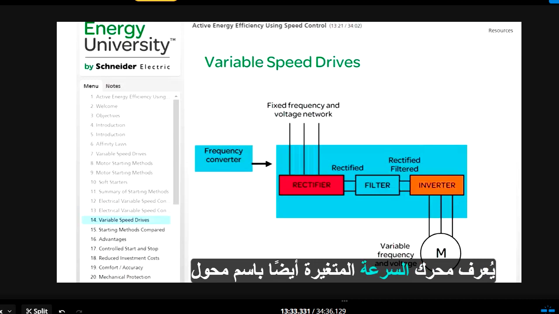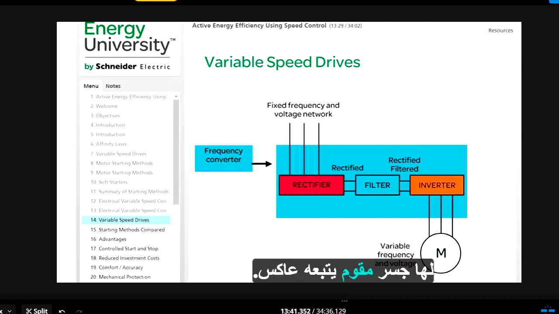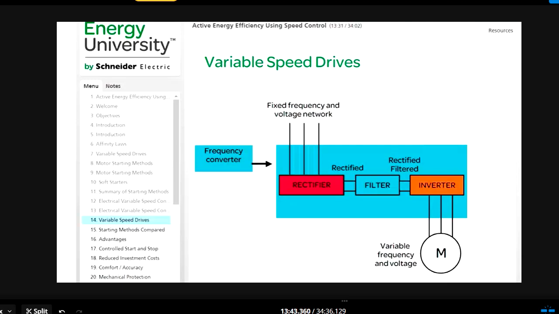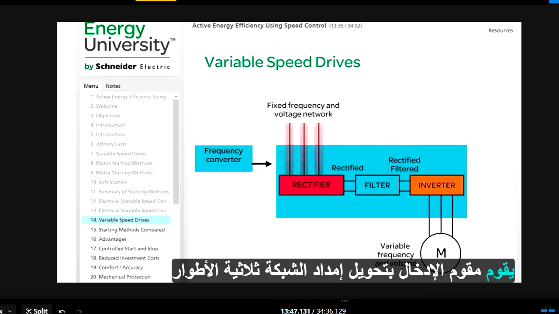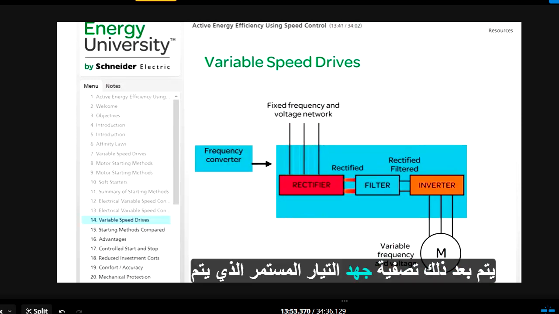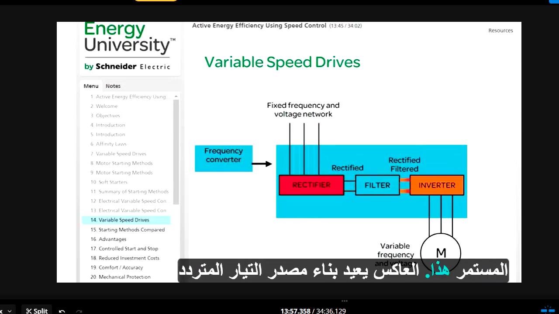The variable speed drive is also known as a frequency converter and is known for having very accurate speed and torque regulation. It has a rectifier bridge followed by an inverter. Both allow voltage amplitude and frequency to be varied. The input rectifier converts the three-phase network supply to DC. The DC voltage that is obtained is then filtered. From this DC supply, an inverter rebuilds an AC supply to feed the motor.